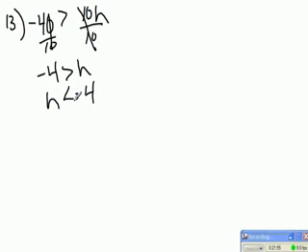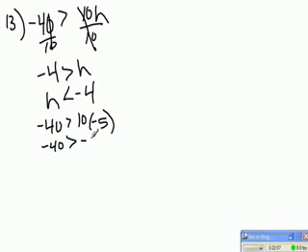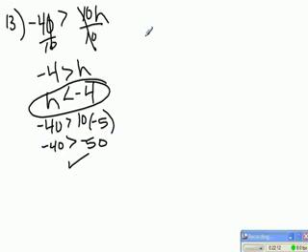H is less than negative 4, so I need to plug in a number less than negative 4. So negative 5 is what I'm going to choose. Negative 40 is greater than 10 times negative 5. Negative 40 is greater than negative 50. That's true, so my answer worked.